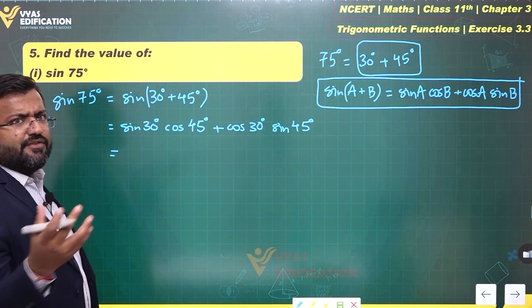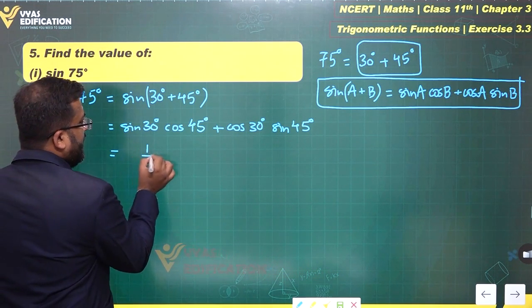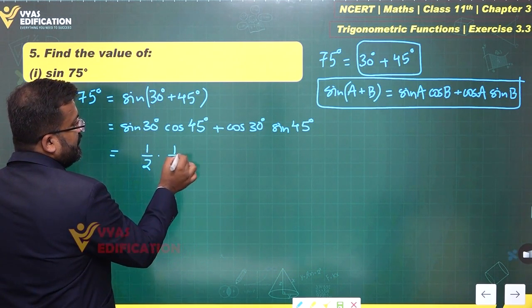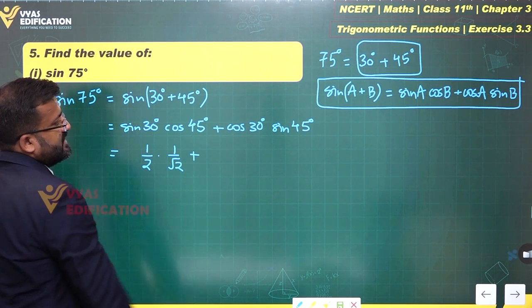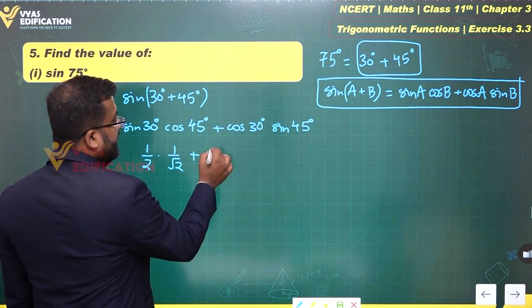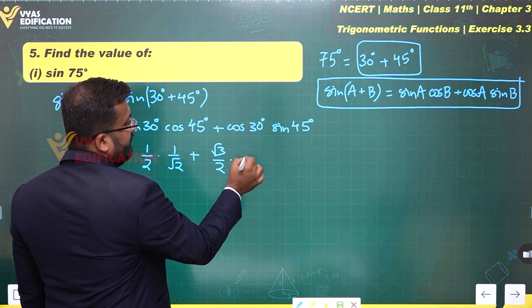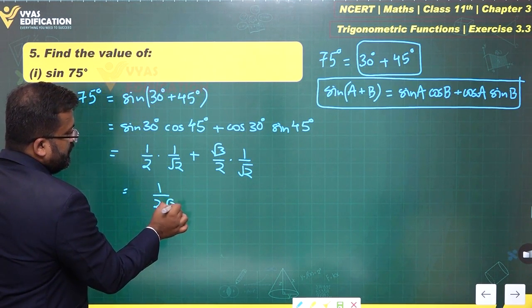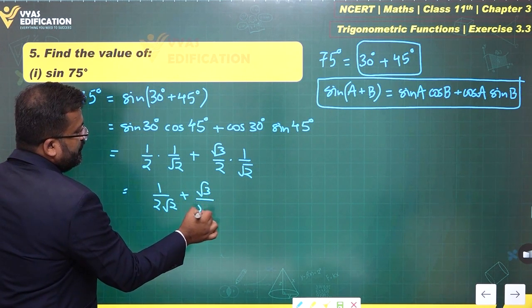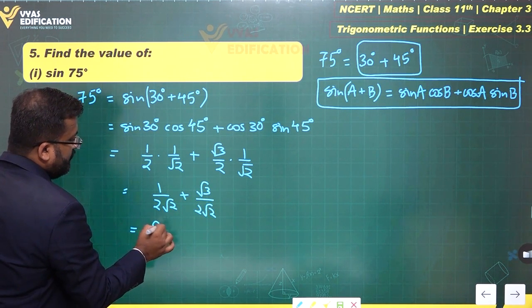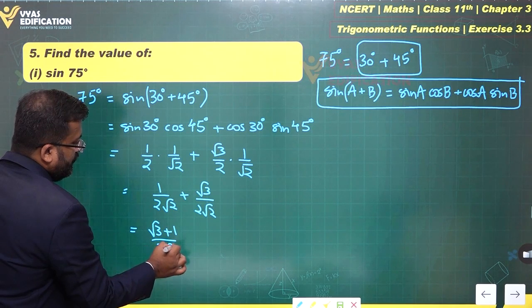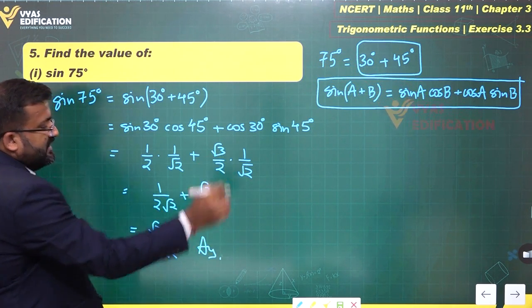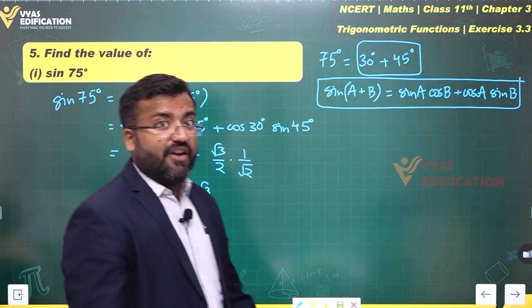What's the value of sine 30 degree? We know that sine 30 degree is 1 by 2. Cos 45 degree is 1 over root 2. Plus, what's cos 30 equal to? Cos 30 degree is root 3 by 2. Sine 45 is 1 by root 2. So this is 1 upon 2 root 2 plus root 3 over 2 root 2, and yes, this gives me the value root 3 plus 1 over 2 root 2, and that is my answer. This is the value of sine 75 degree.